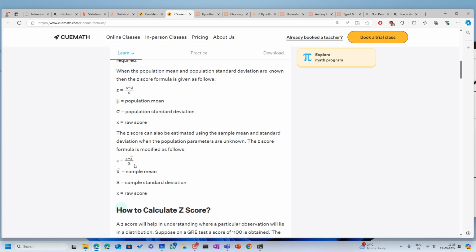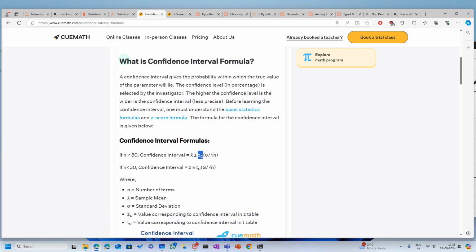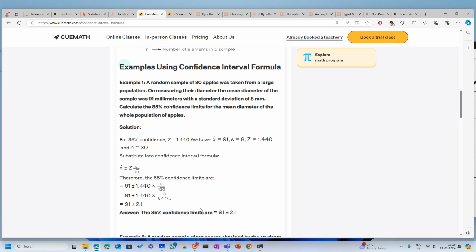So if you calculate this, you will get the z value. Again you have to substitute here. This they have not shown in this formula anyway. So this is mean. Okay, mean value is 91, standard deviation is given as 8. I have taken s. Z value you can calculate by substituting in that formula. N value is given. So once you get all these values, you are getting 85% of the time.